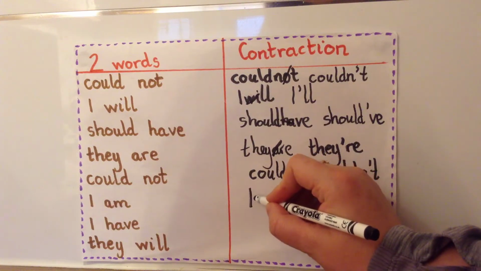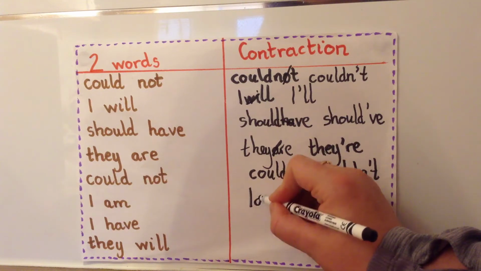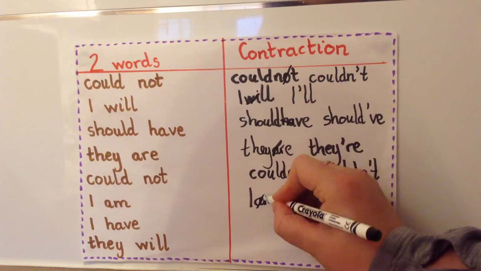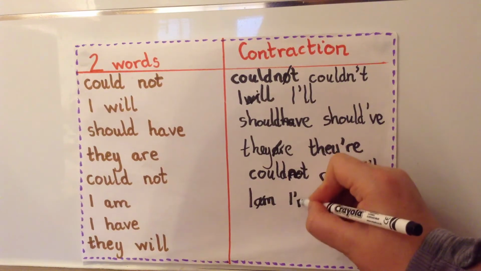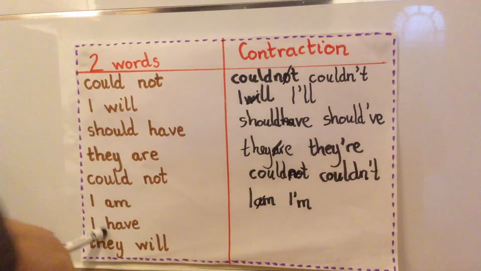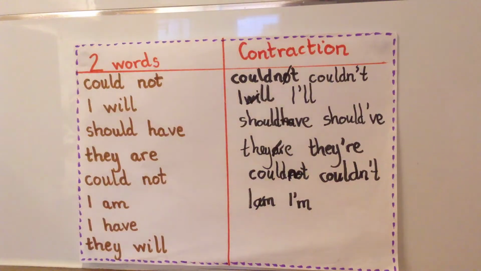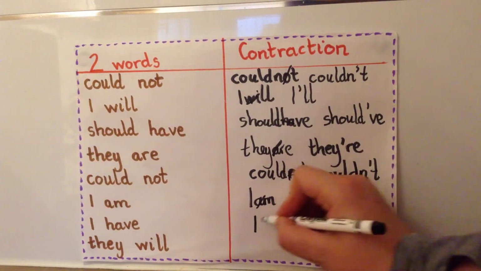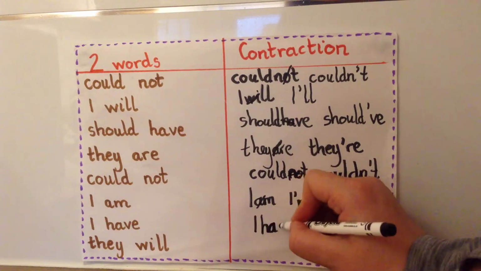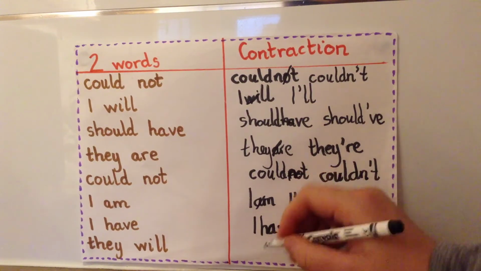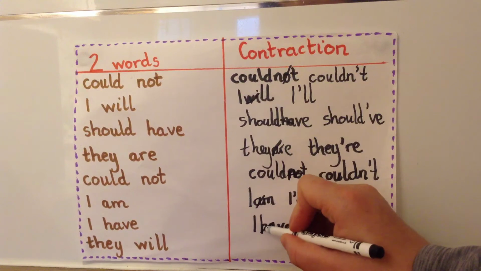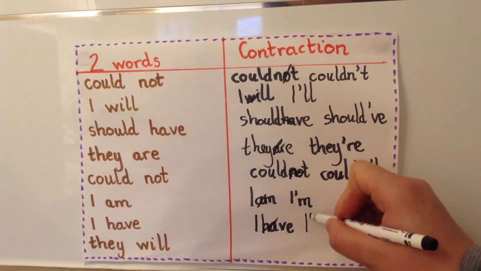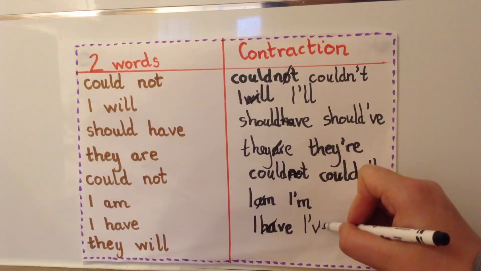I am becomes I'm going to the shop. Removing one letter. Here's this one, I have. It becomes I've got a pet dog. Becomes I've, so I'm removing my H and my A. Apostrophe in the place of the missing letters.